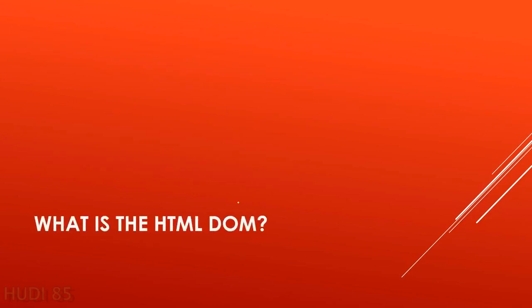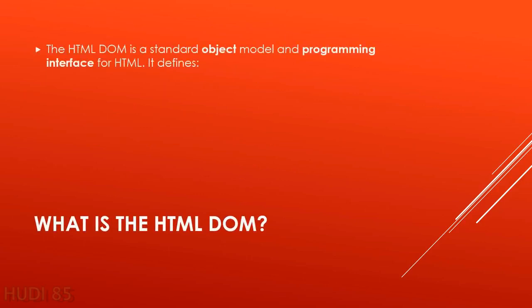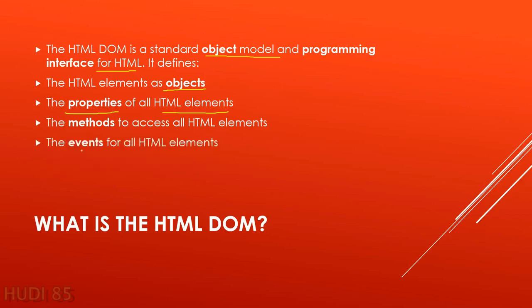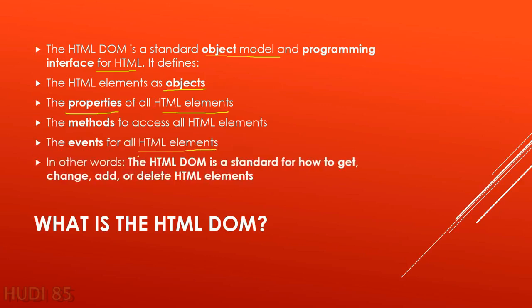What is the HTML DOM? The HTML DOM is a standard object model and programming interface for HTML. It defines the HTML elements as objects, the properties of all HTML elements, the methods to access all HTML elements, and the events for all HTML elements.